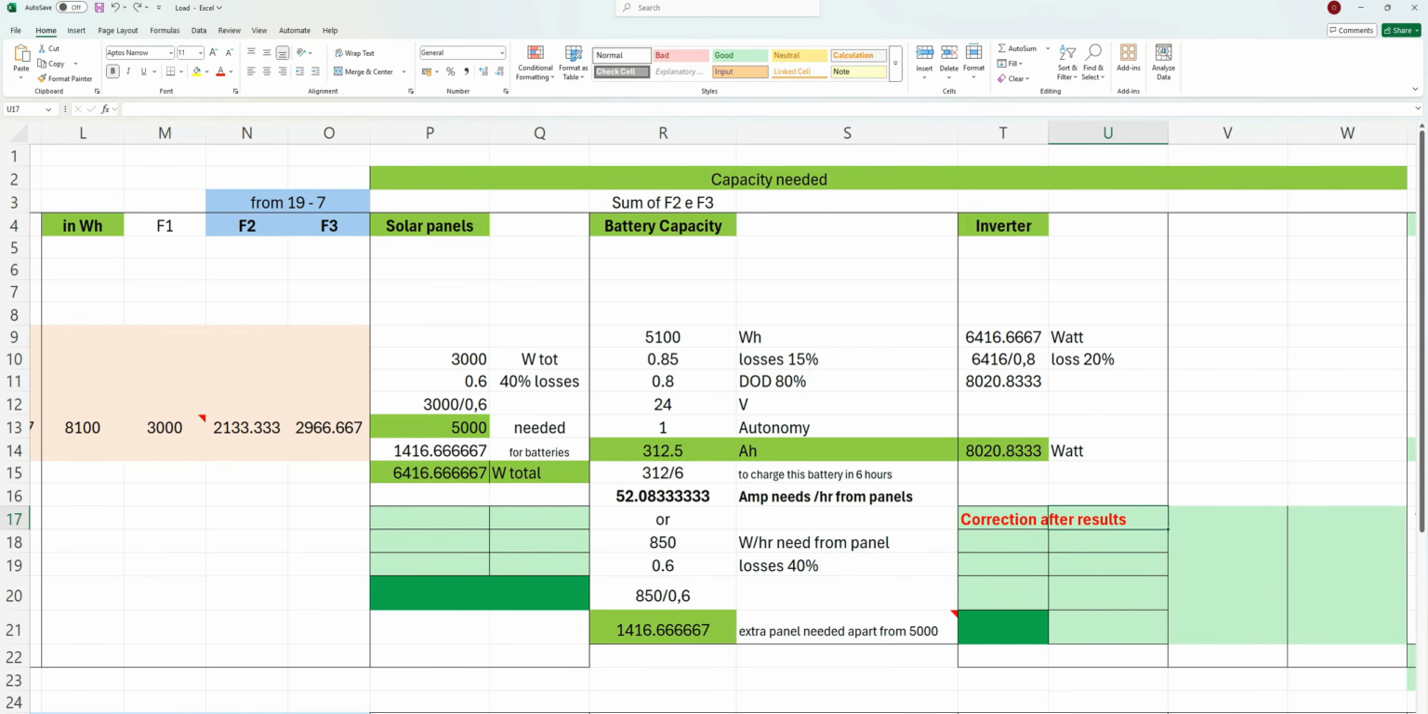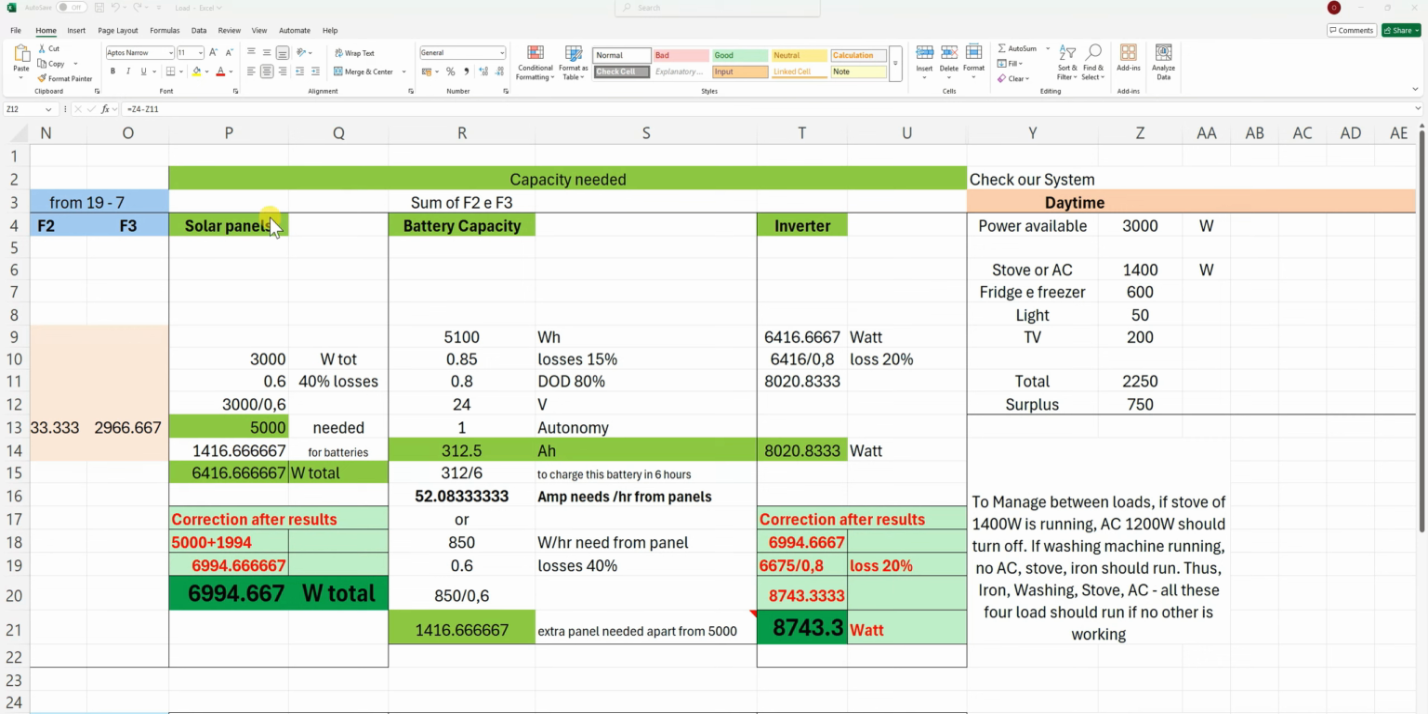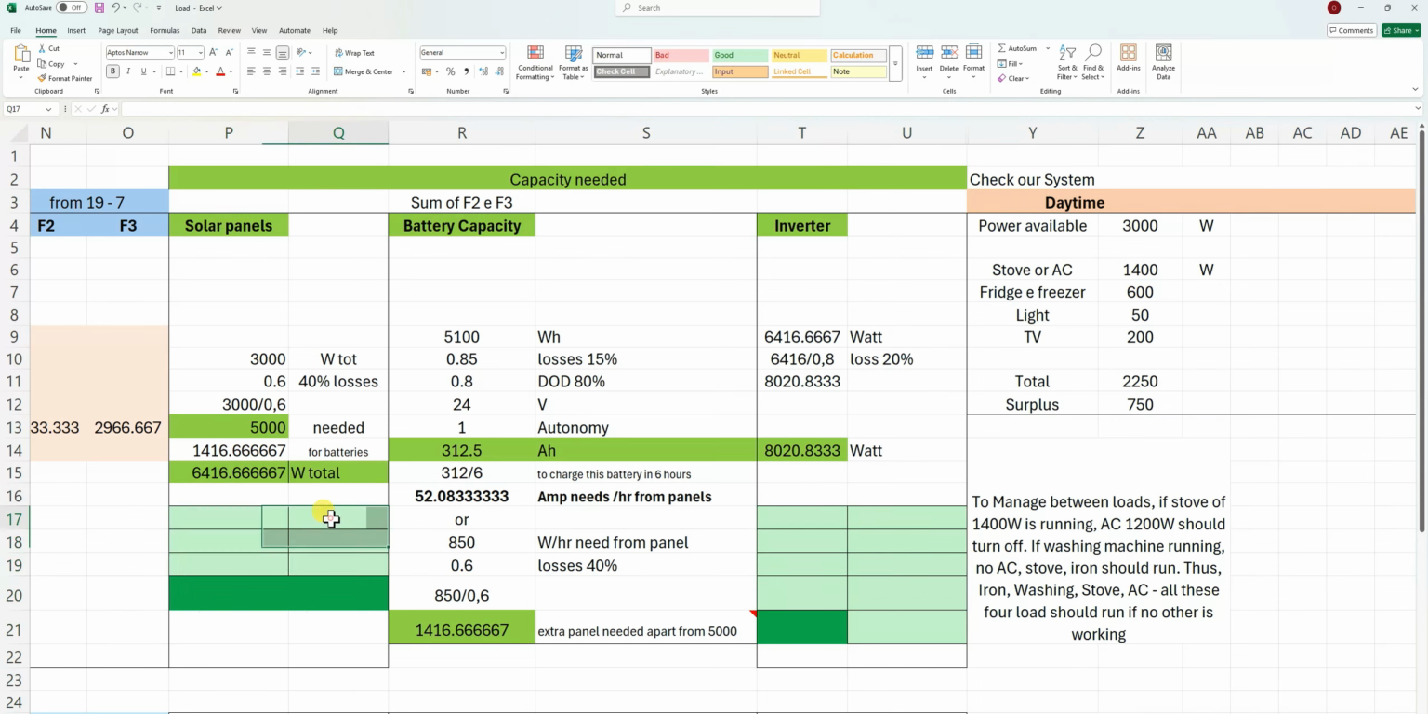So guys, after calculating my solar panels, battery capacity and inverter values, it's time to check our system. But these are the correct ones. Let me delete this one. I will explain later how I have calculated it, just not to mix everything. So the next part is to check our system.